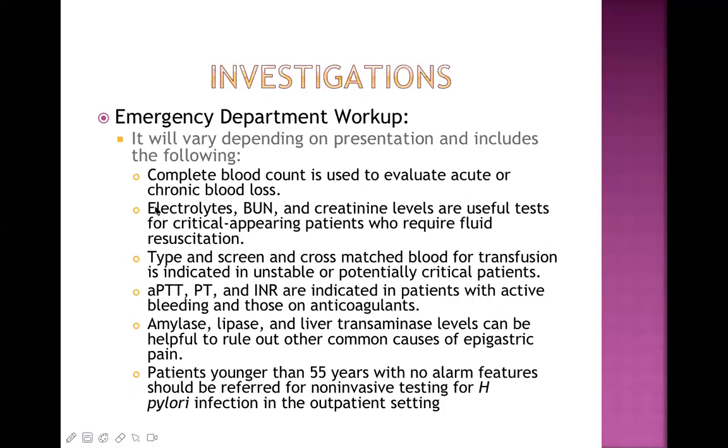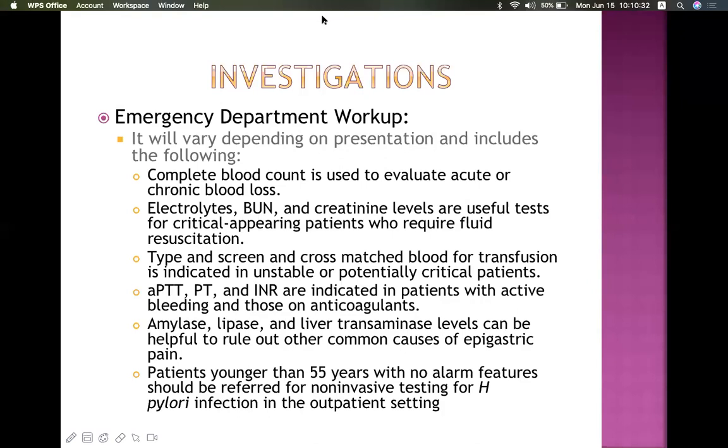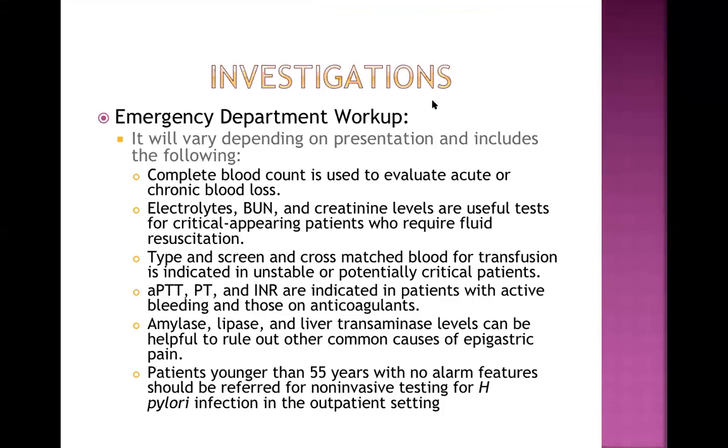Now see here, complete blood count has to be done. We must make sure if anemia is there or not, and if anemia is there, what is the extent of anemia? Is it severe anemia, mild anemia, or moderate anemia? Serum electrolyte, blood urea nitrogen, and creatinine level are very useful tests in this condition.